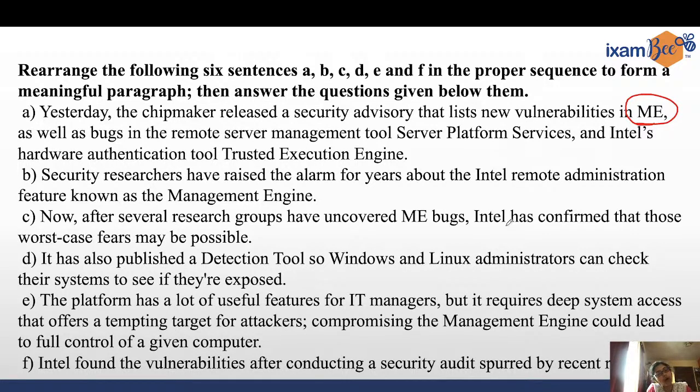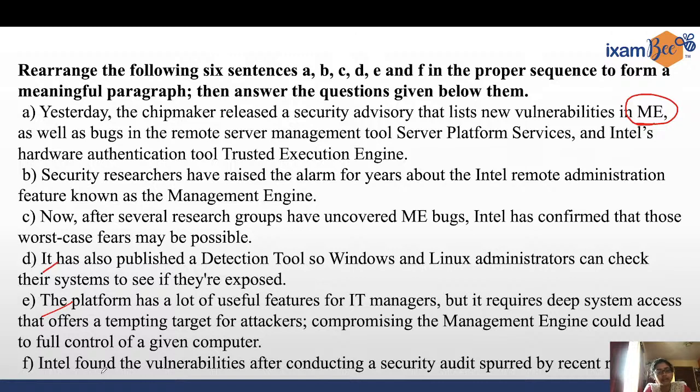Now look, "after several research," don't read any further. It again has a short form. This cannot be it. Next, "it has also published." We need to see the pronoun here, so we need to find the real noun. So this cannot be a first sentence. "The platform." Which platform? The platform means we already know about it. It's a specific platform. Which platform? So E cannot be a first sentence.